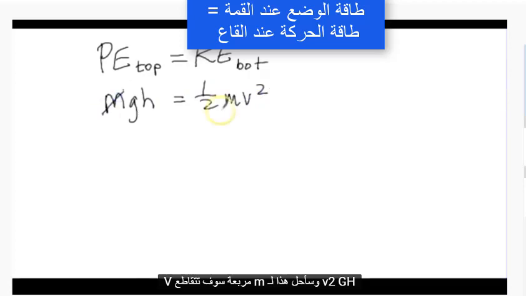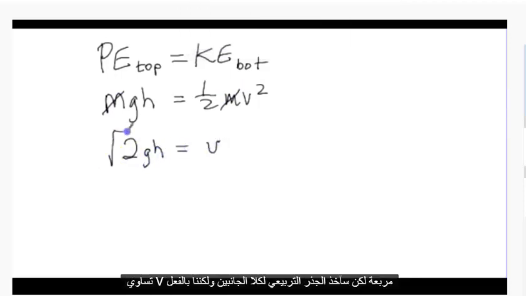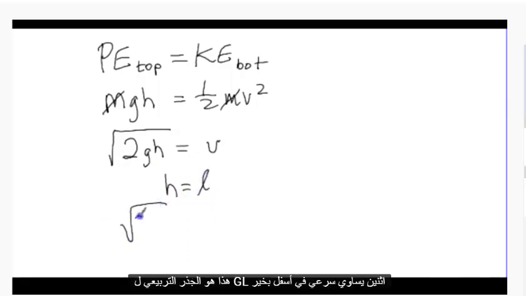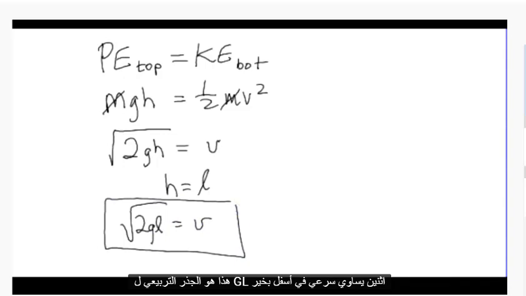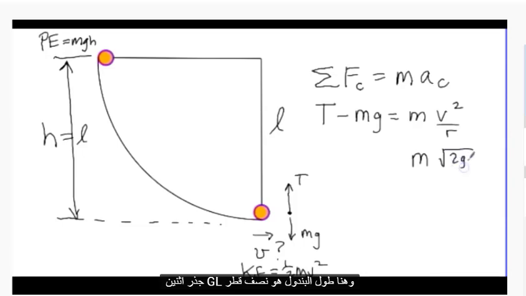The m's will cross off, and I'll solve this for v. 2gh equals v squared, but I'll take the square root of both sides. But we already said that the height of the ball is equal to the length of the string, so that's the square root of 2gl is equal to my velocity at the bottom. Okay, so let's go back and say that this velocity here is equal to the square root of 2gl.